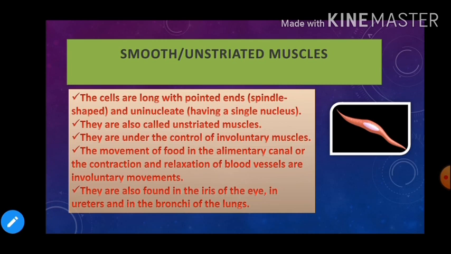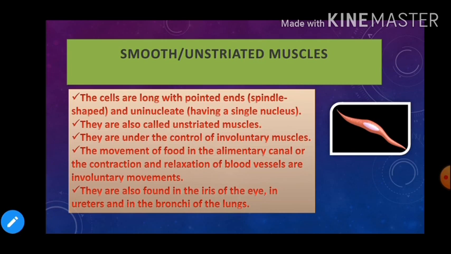So that is why these muscles are also termed as involuntary muscles. Children, they are also termed as unstriated muscle, because when these tissues are observed under the microscope, the alternating dark and light bands of the striation are not found. So that is why they are called unstriated muscle.